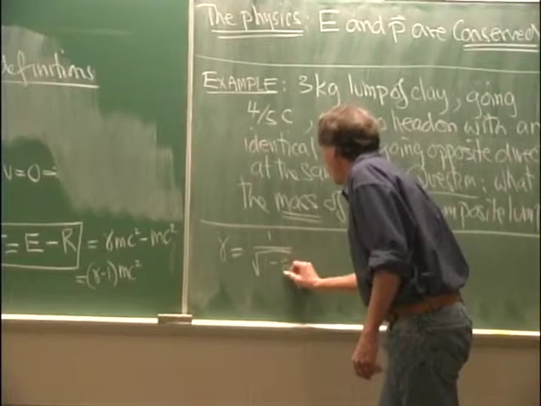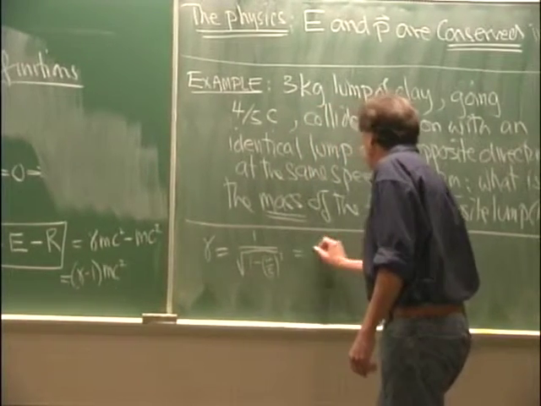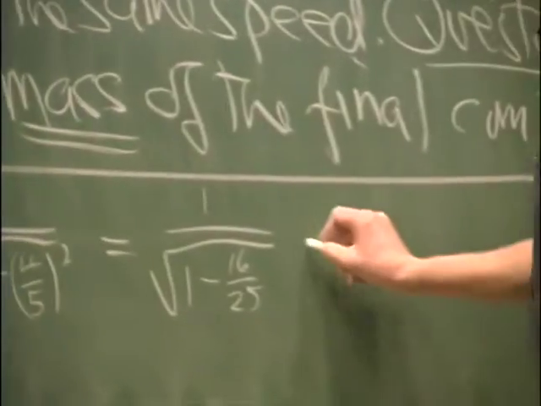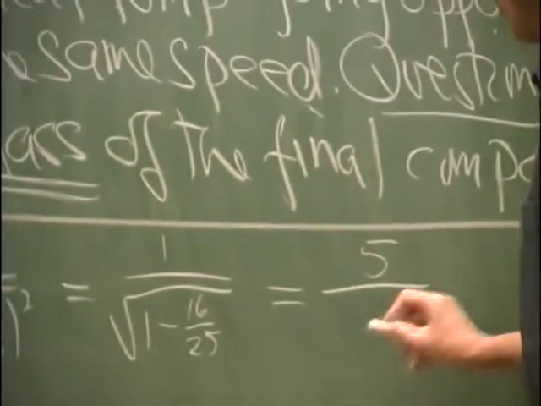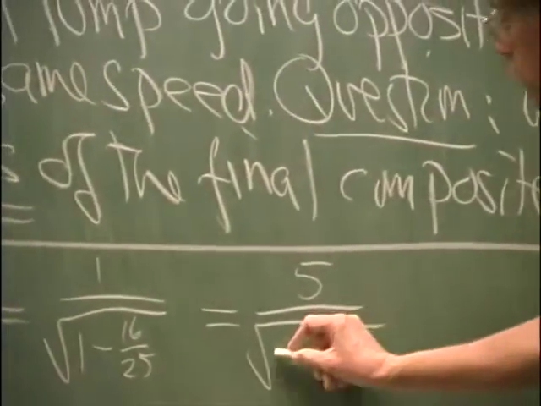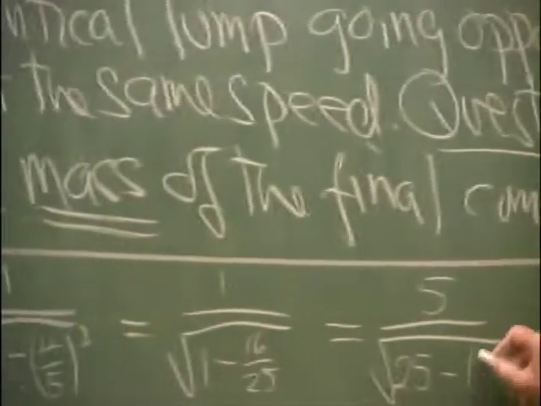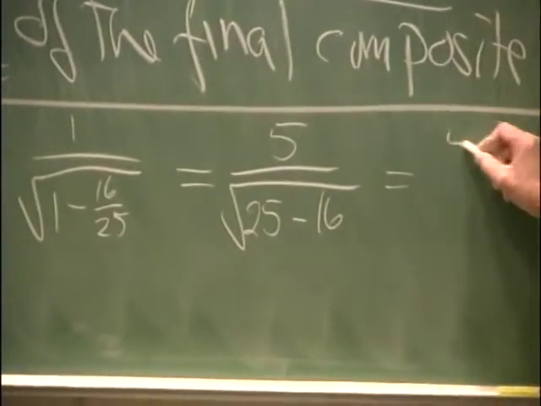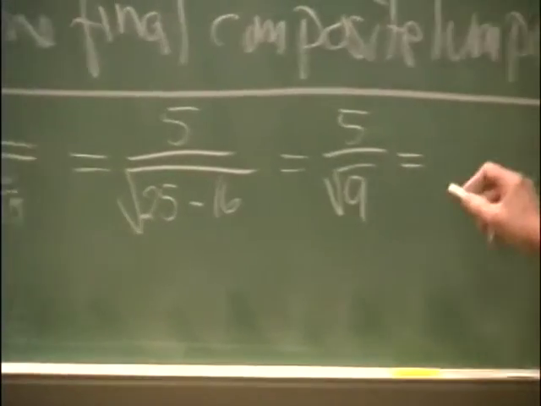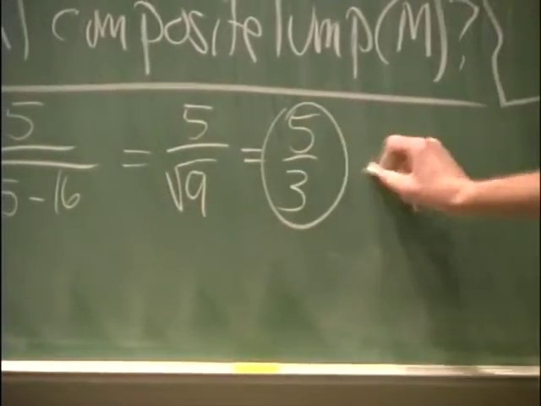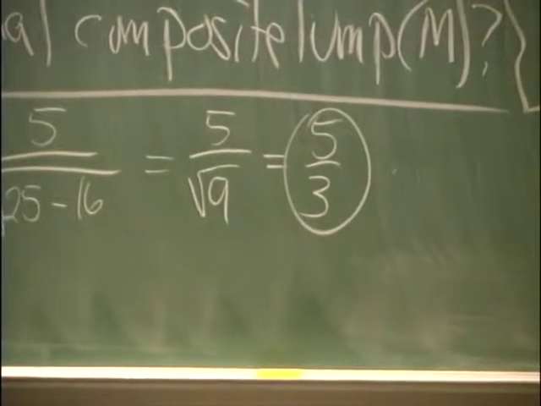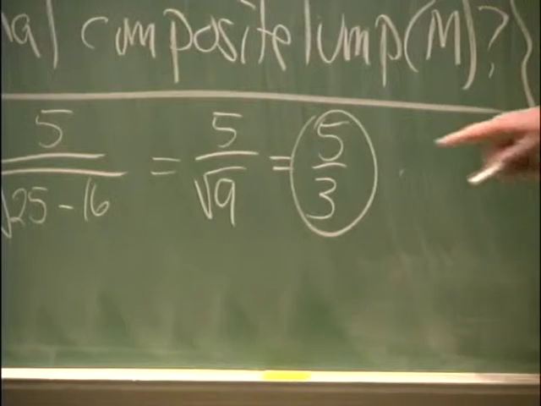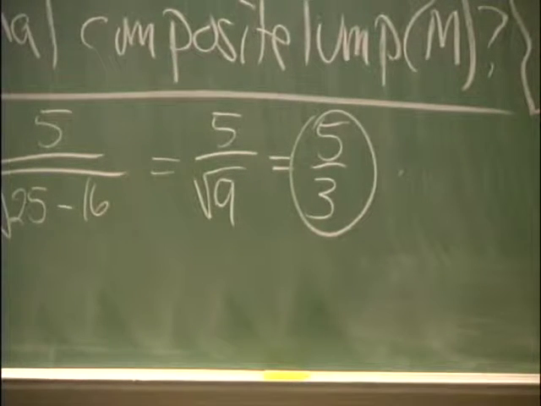1 over the square root of 1 minus 4 over 5 squared, which is 1 over the square root of 1 minus 16 over 25, which, if I multiply top and bottom by 5 and bring the 5 inside the square root, is 5 over the square root of 25 minus 16, that's 5 over root 9. But root 9 is 3, so it's 5/3. That's the gamma factor for each one of those. 4/5 is nice. 3/5 is also nice; then gamma would be 5/4. So anyhow, that's the gamma factor.